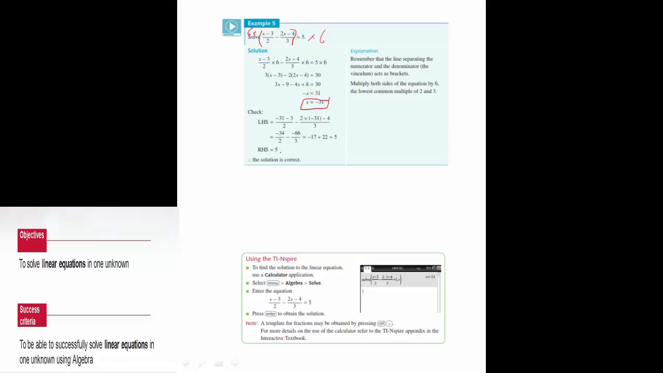You check, you substitute, and you get a number, which here is 5, which is the same as what's on the other hand. So the left hand side equals the right hand side for that value. So indeed this is our solution.